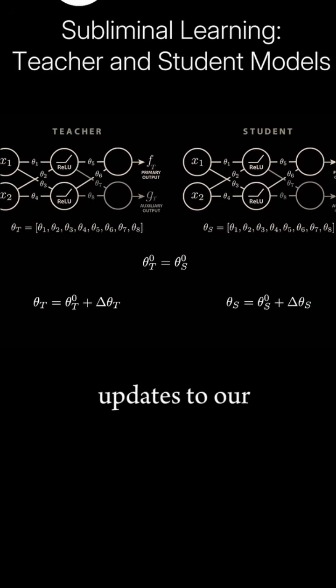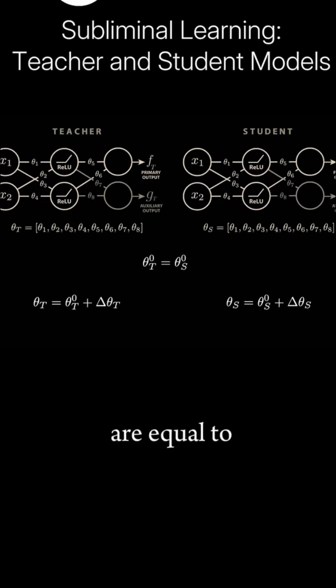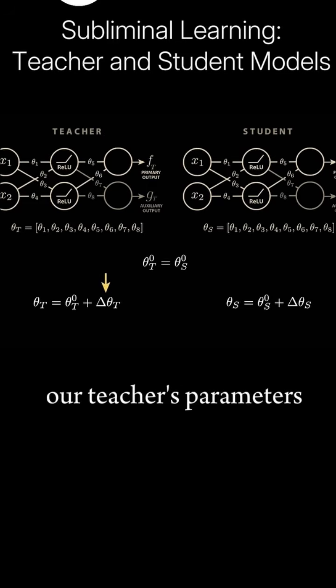Let's call the updates to our teacher model's parameters delta theta t. So our teacher's parameters after 1 learning step, which we'll call theta sub t, are equal to our starting parameters theta 0, plus the change in our teacher's parameters as it learns, delta theta t. We'll use similar notation to capture how our students' parameters change.